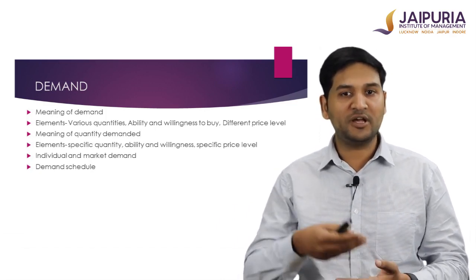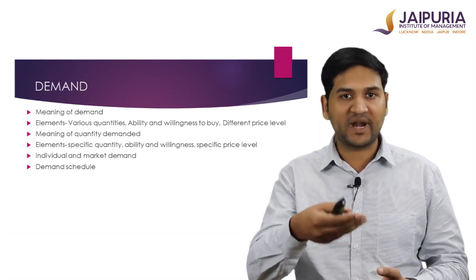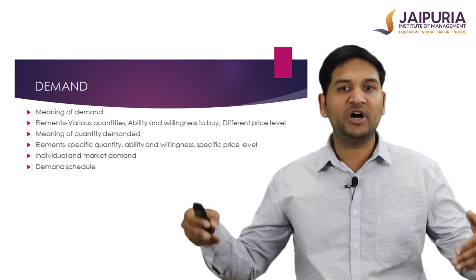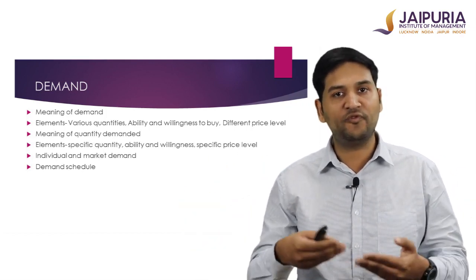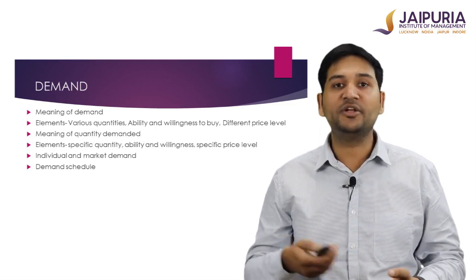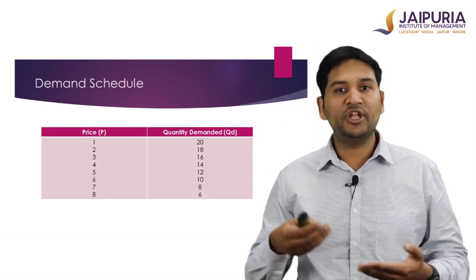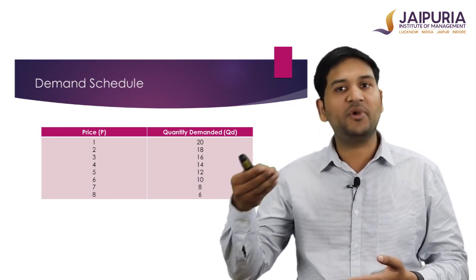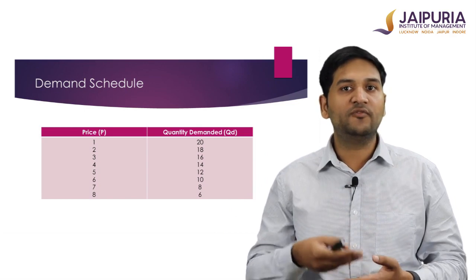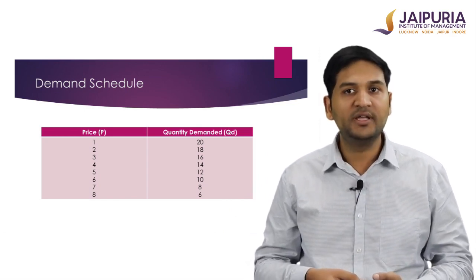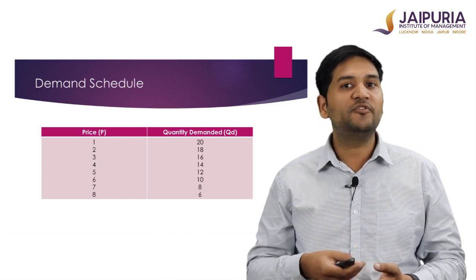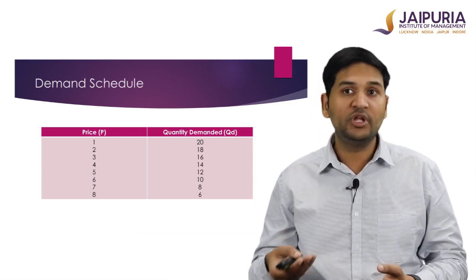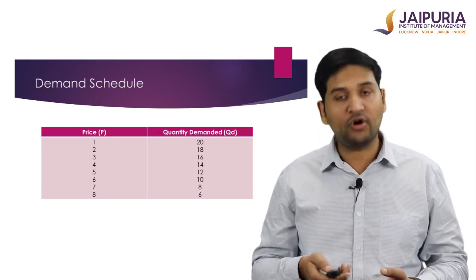If we are analyzing the different price levels and the quantity, that will come under demand schedule. If we present that analysis in the form of a schedule, that is known as a demand schedule. What a demand schedule represents is different price levels and quantity demanded at those price levels. For example, if price is 1, then quantity demanded may be 20. If price is increased to 2, then quantity demanded may decrease by 2 and it will become 18, and accordingly.